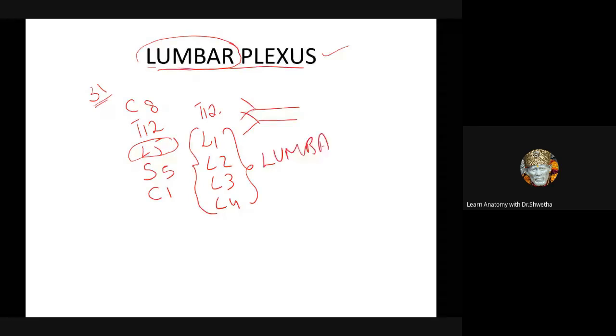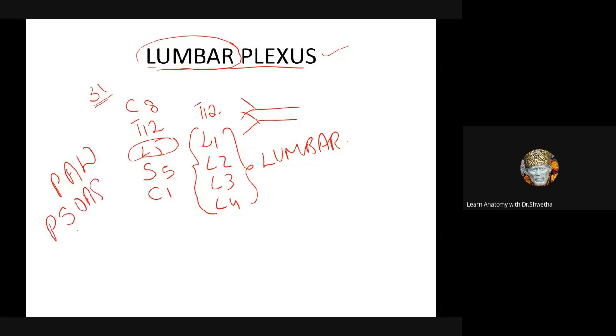Now we have to know where the lumbar plexus is present. It is present within the posterior abdominal wall. There is a muscle in the posterior abdominal wall which is known as psoas major. So within the substance of this muscle is located the lumbar plexus.